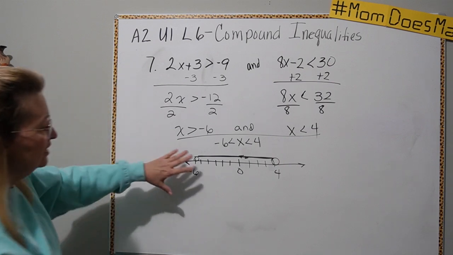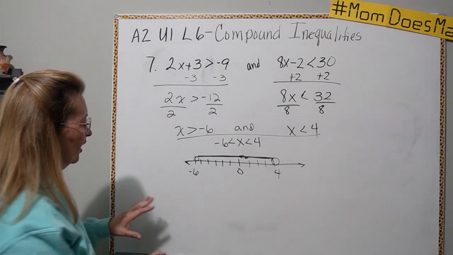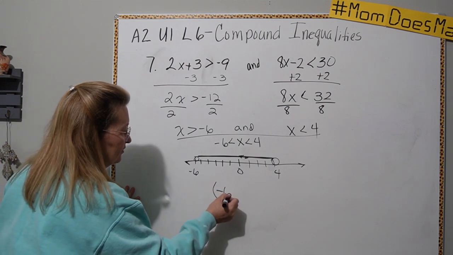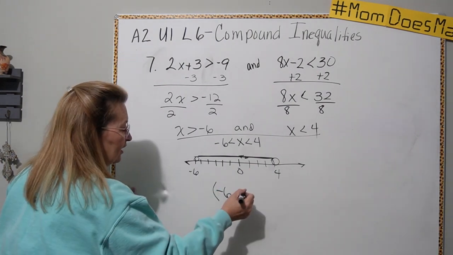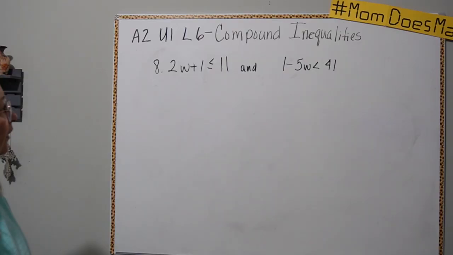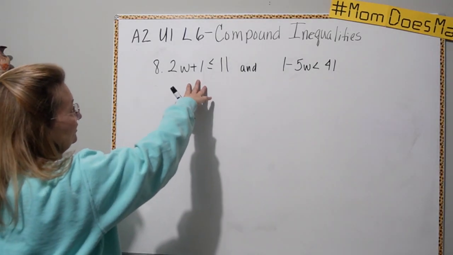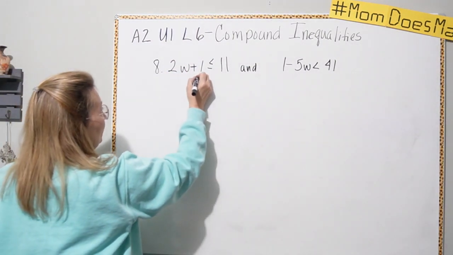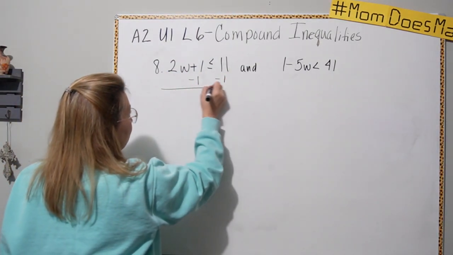All right, now to put this in interval notation, look at your graph. You've got an open circle, so that's a parenthesis, -6, comma. You've got an open circle at 4, so there's your interval. Okay, here's number 8. So let's come over here to the left-hand side and let's just start solving. First, we're going to subtract 1 from each side.